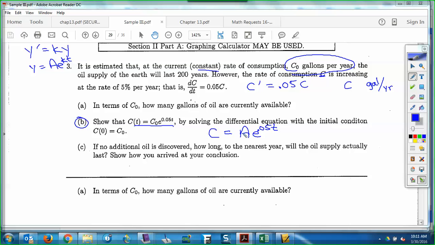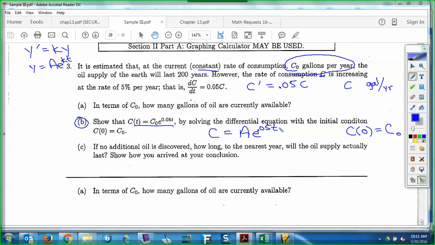And then we need to find a, so we need an initial condition, right? Well, what's our initial condition? What value of c do we know? Well, we know right now at time 0, c is c sub 0. I mean, it's not a number, it's c sub 0. That's our rate, that's our c value right now. So we know that c of 0 is c sub 0.